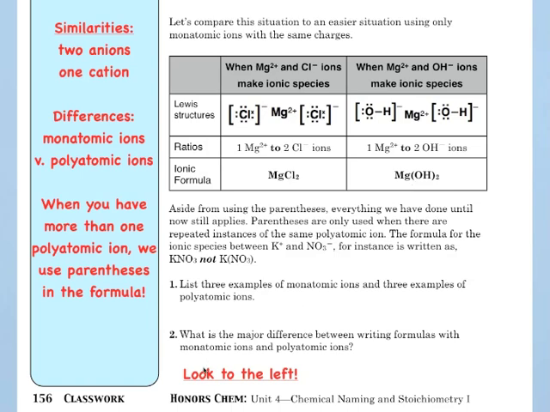Okay? List 3 examples of monatomic ions and 3 examples of polyatomic ions. I think you can pretty much do that on your own if you pause the tape in a moment. What is the major difference between writing formulas with monatomic ions and polyatomic ions? My hint to you is look to the left. Remember what we just talked about. Go ahead and pause the tape and fill these 2 out. We're going to move on in just a second.